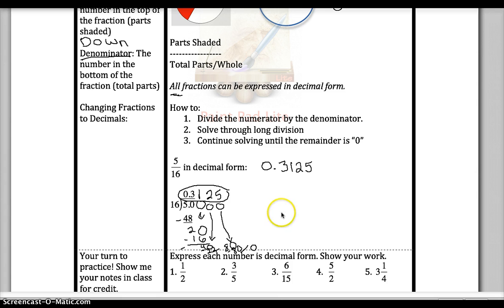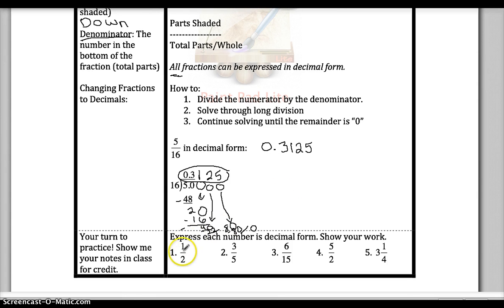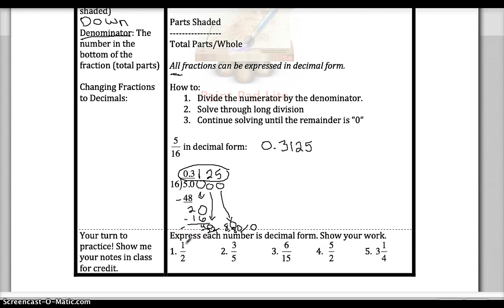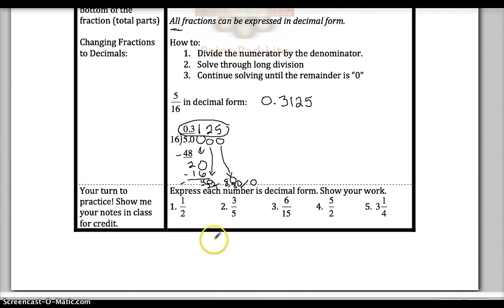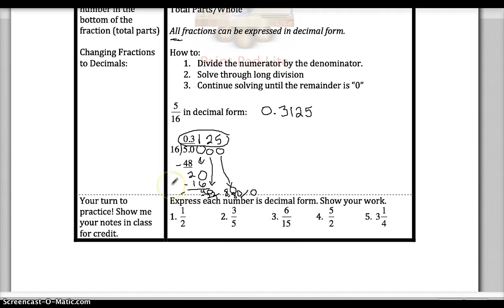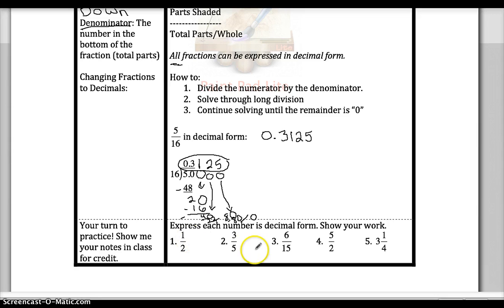All right, so down below, right here, we have 5 practice problems that you need to complete on your notes for tonight. You can solve them on the back of this paper, or if there's extra room down here, you can solve them down here. And see if you can change each one of these into decimal form. That's all you need to do, change them into decimal form. And then you'll need to show me these notes in class to receive full credit.